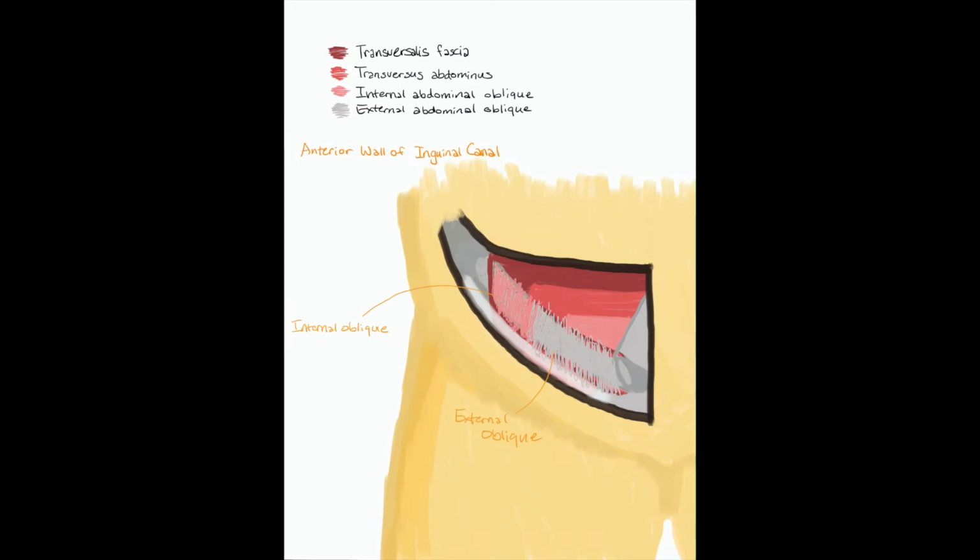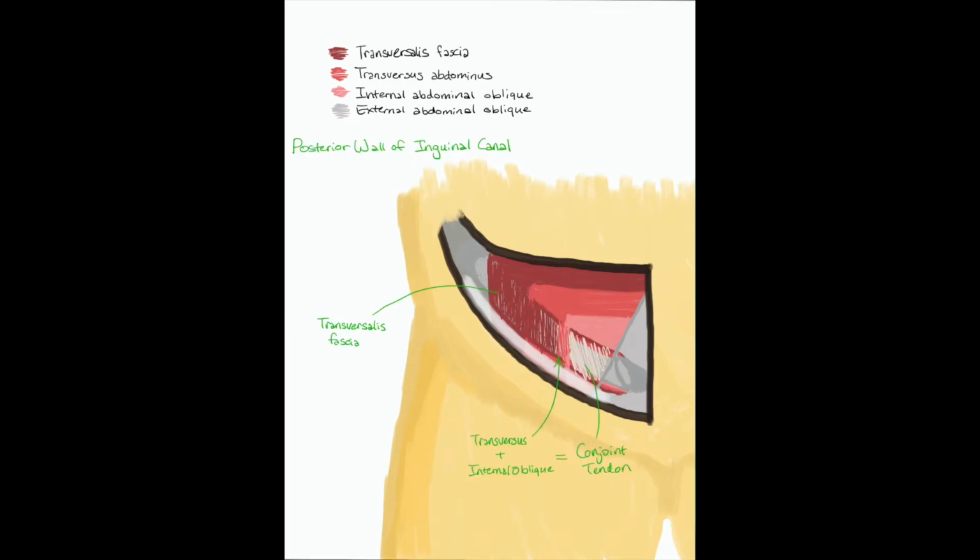The anterior wall of the inguinal canal is mostly made up of the external oblique aponeurosis, but is also made up of the aponeurosis of the internal oblique laterally. Finally, the posterior wall of the inguinal canal is made of the transversalis fascia, while the medial part of the canal is also made up by the conjoint tendon, which is the fusion of the aponeuroses of the transversus abdominis and the internal oblique muscles.